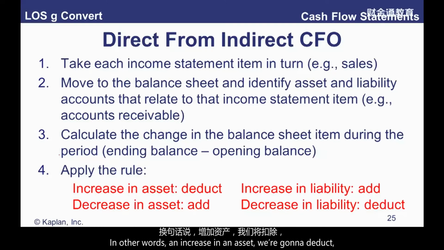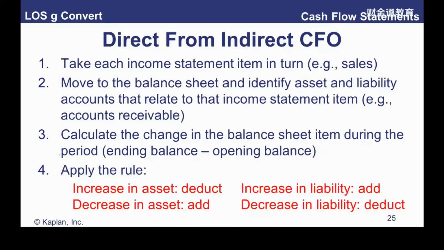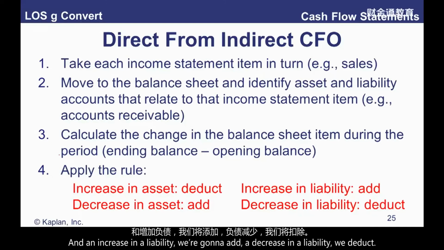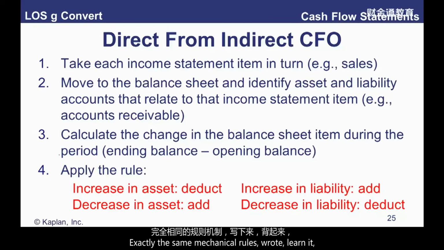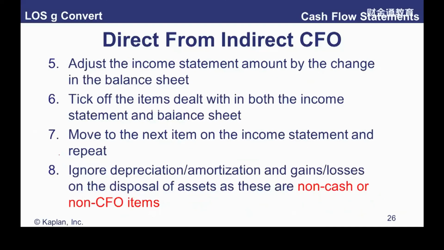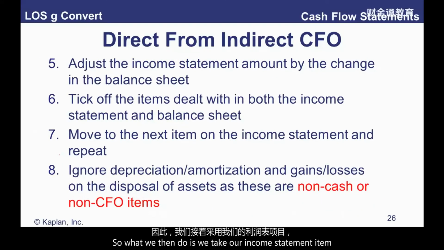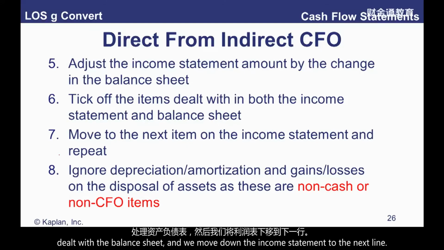Then we're going to apply the rule, and it's the same rule that we used under the indirect method. In other words, an increase in an asset we're going to deduct, a decrease in an asset we're going to add. An increase in a liability we're going to add, a decrease in a liability deduct. Exactly the same mechanical rules, rote learn it, as the indirect method. So what we then do is we take our income statement item and adjust it for the change in the balance sheet amounts to get the cash flow. We tick the item off, dealt with in the income statement, dealt with in the balance sheet, and we move down the income statement to the next line.